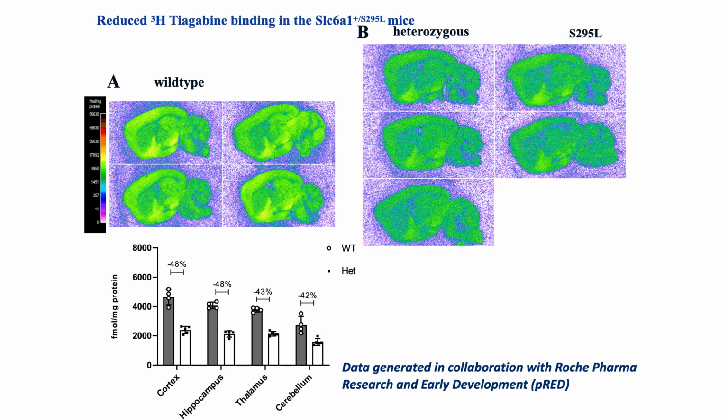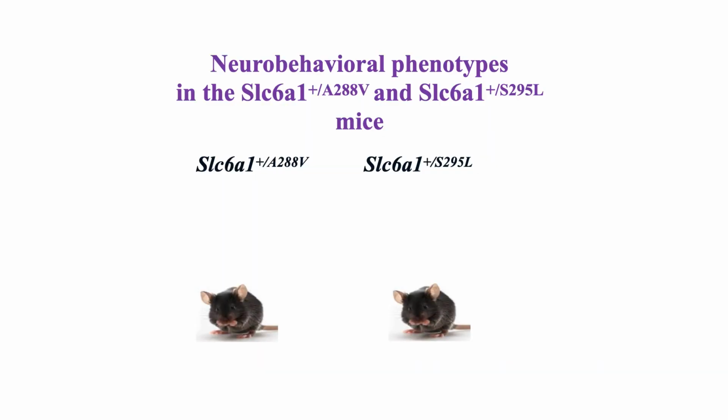This is the wild type. This is the littermate, male animals. So you see the reduction is almost identical to A2V. And now let's move on to neurobehavior phenotypes.